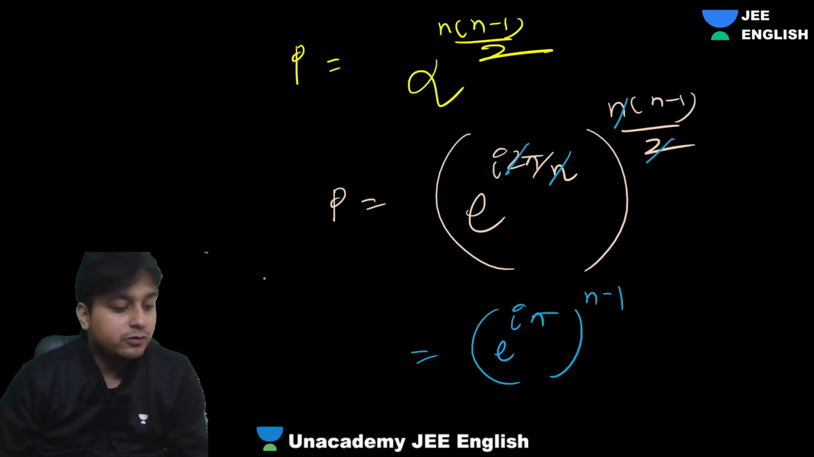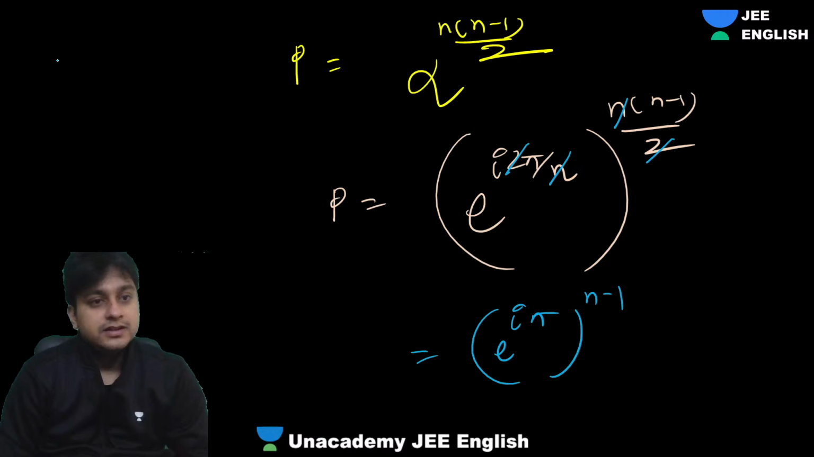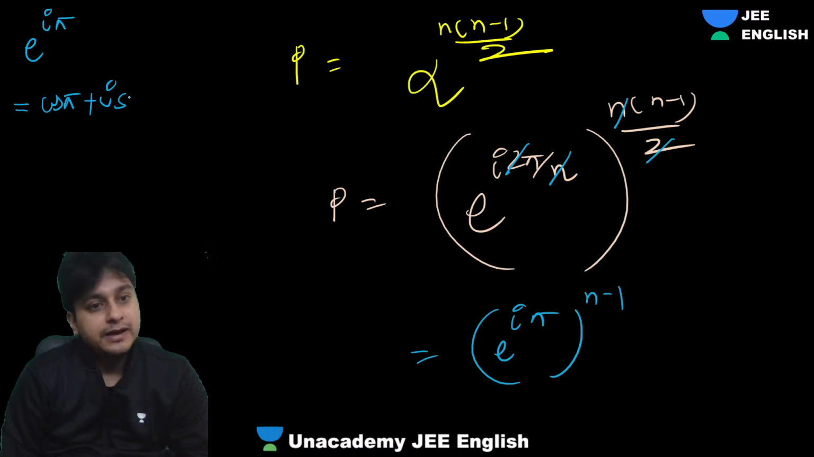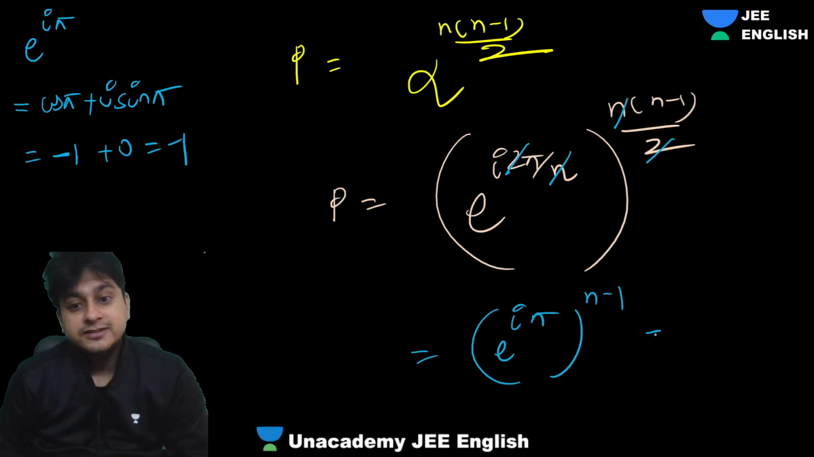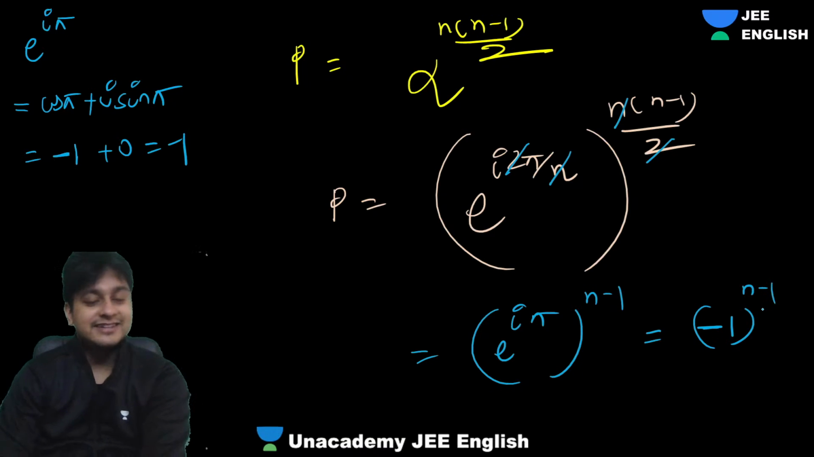Now what is e power i pi? Yes, Sakshi, tell your doubt. What's your doubt? Tell me quickly. Comment your doubt. e power i pi is cos pi plus i sin pi. Cos pi is cos 180, which is -1. Sin pi is 0. So this is -1. So what is it coming out as, guys? -1 to the power n -1. That's the proof. Right? We've proved it.